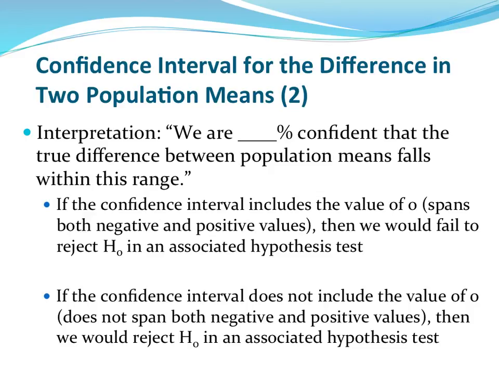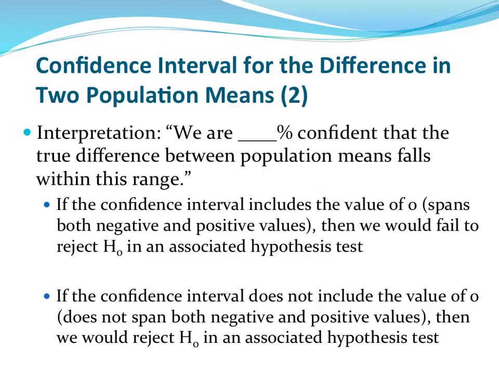One thing to note when interpreting confidence intervals in this case is if the confidence interval includes the value of 0, in other words, spans both negative and positive values, then we would fail to reject the null in an associated hypothesis test testing at the same level of significance. Researchers will often look to the p-value from their test statistics as well as their confidence interval to help make determinations about associated hypothesis tests.